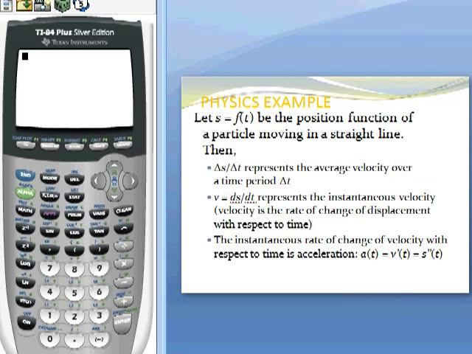So, we are going to look at a physics example where we are given s of t, the position function. We are going to show the derivative of s of t is going to give me the velocity, and the derivative of velocity is going to give me the acceleration, or the second derivative of the position function will give me the acceleration. And then the change represents the average velocity over a time, and the ds dt will represent instantaneous velocity at a certain time. So let's go and look at that.